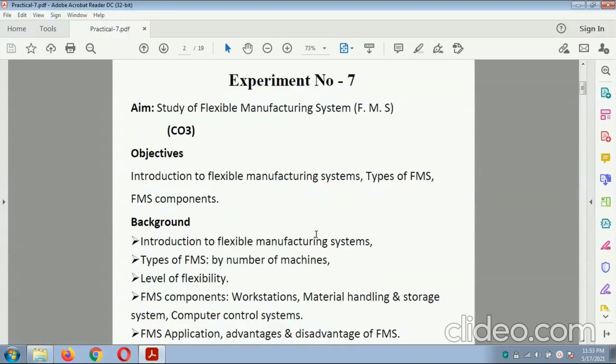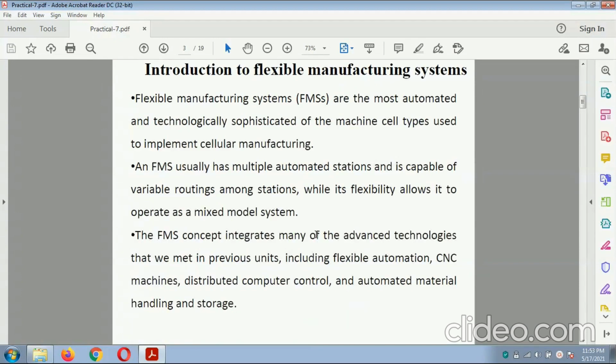The background of these FMS is the introduction to the flexible manufacturing system, types of FMS by number of machines, level of flexibility, FMS components, workstation, material handling, FMS application, advantages and disadvantages. The introduction to the flexible manufacturing system.